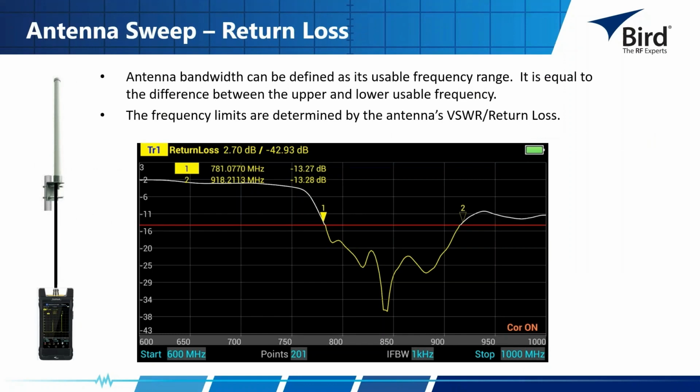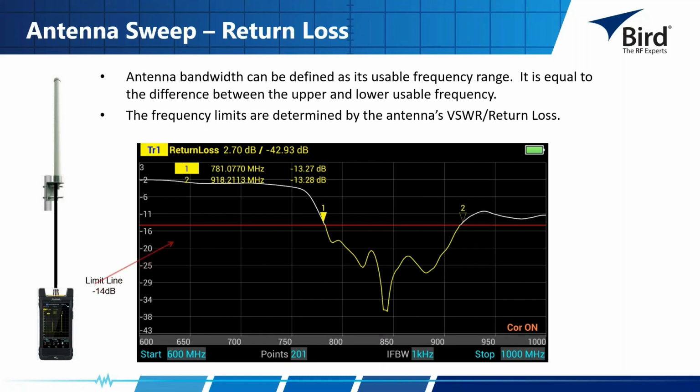Here I show an antenna sweep in return loss. The antenna bandwidth can be defined as its usable frequency range. It is equal to the difference between the upper and lower usable frequency. The frequency limits are determined by the antenna's VSWR or return loss.